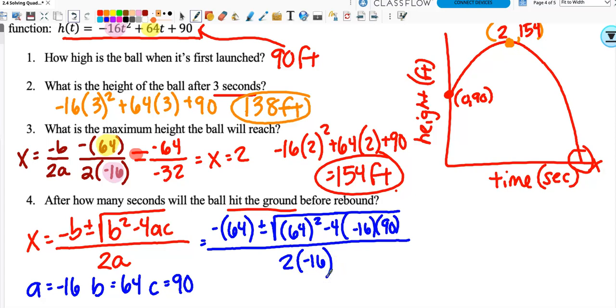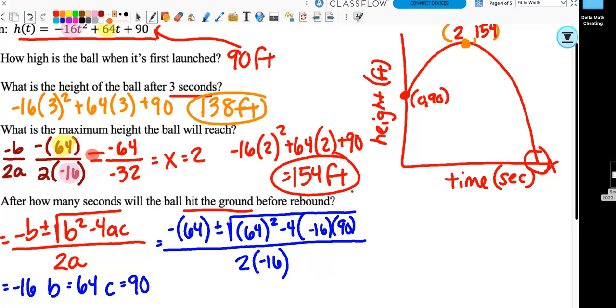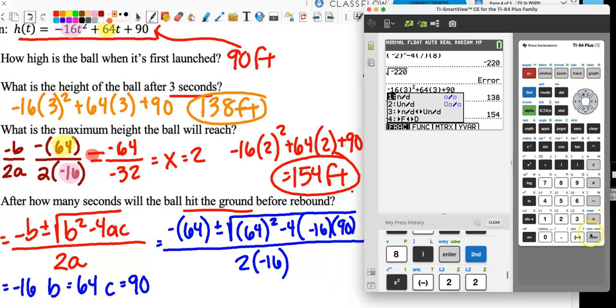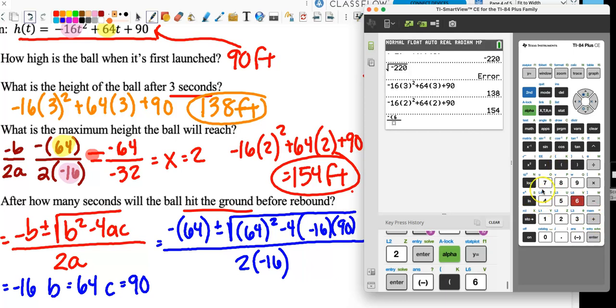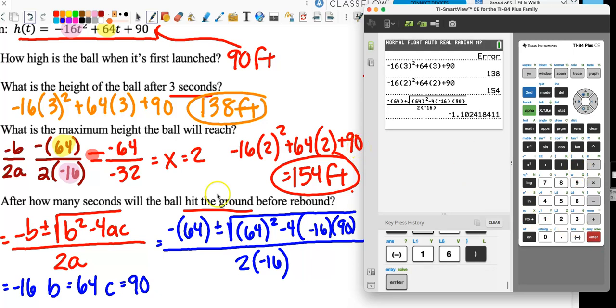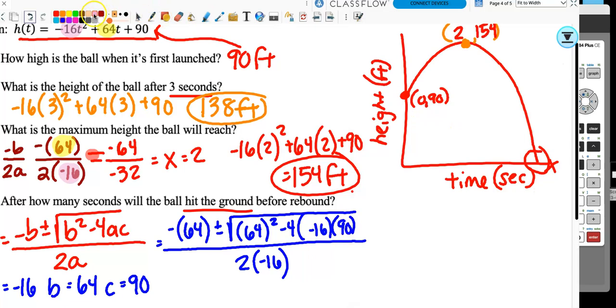Now, in a real-world problem, I don't care about leaving it in simplest radical form, so I'm just going to type this entire thing into the calculator. So let's do a fraction first. Let's do the plus problem first. Negative 64, plus the square root of 64 squared minus 4 times negative 16 times 90, all over 2 times negative 16. Whole lot of typing. All right, so this ball will hit the ground at negative 1.1 seconds. Now that makes no sense. I can't have a negative 1.1 second. So one of them is negative 1.1, but that makes no sense.